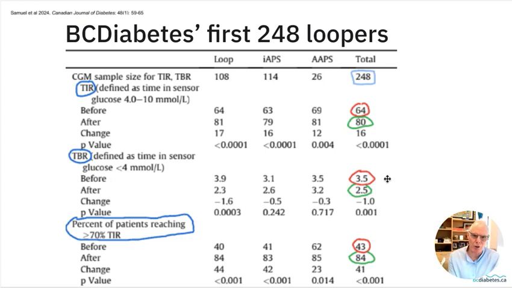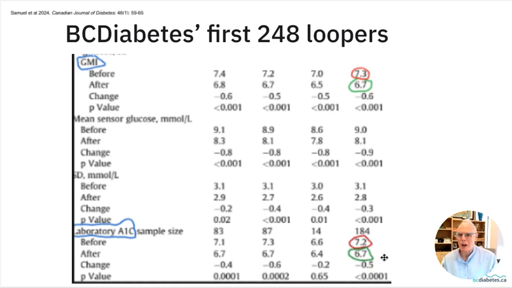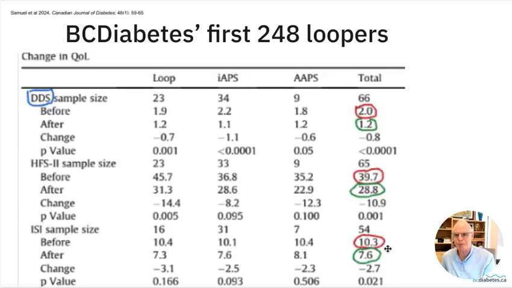Time below range fell from 3.5 to 2.5%. And the proportion of people who had a time in range of greater than 70% essentially doubled from 43 to 84%. GMI fell from 7.3 to 6.7, and lab A1C fell from 7.2 to 6.7. What about quality of life?